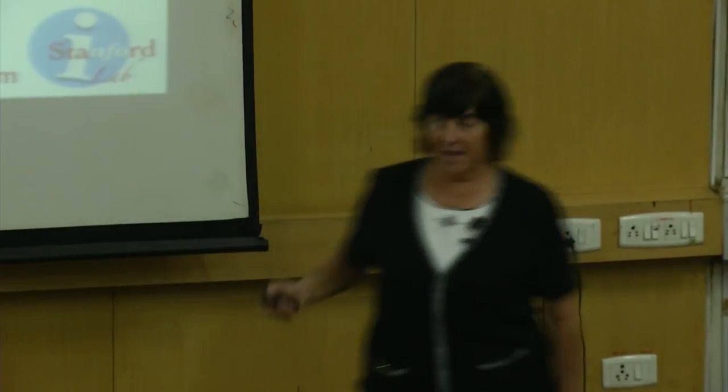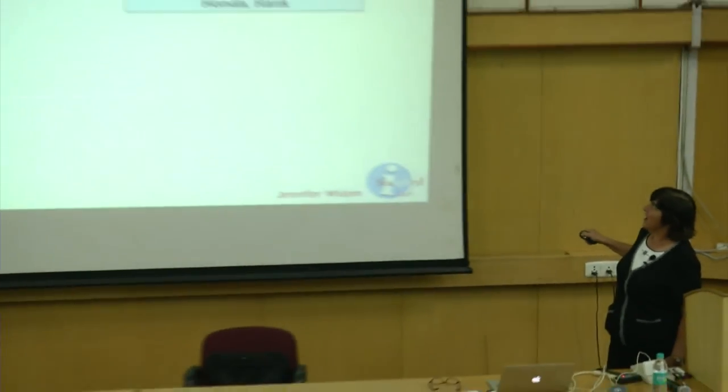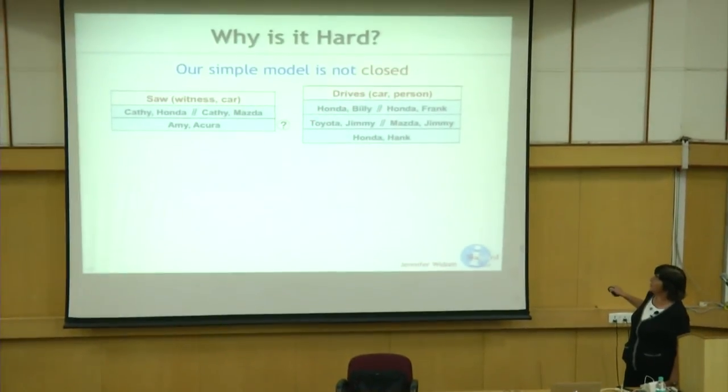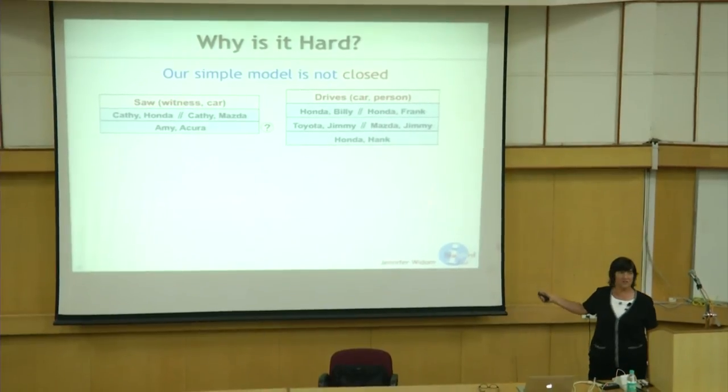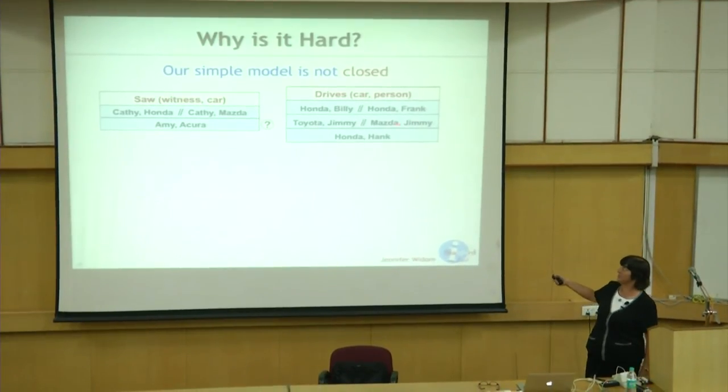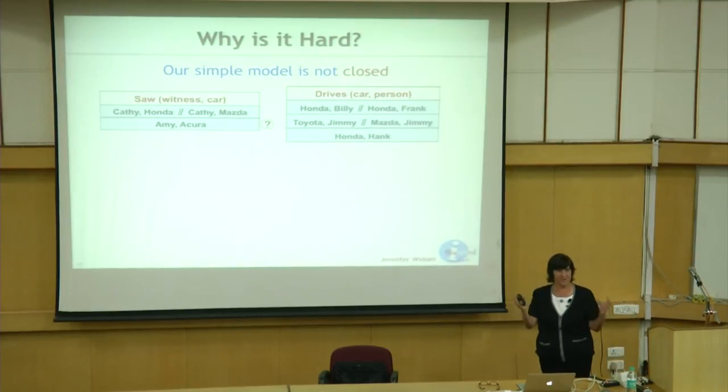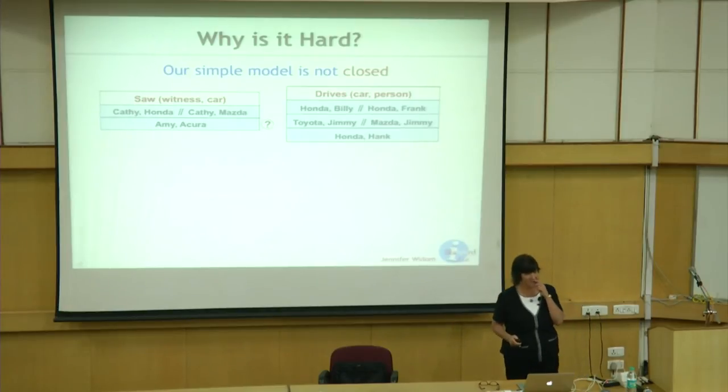So that's bad news. So same data, except I've added now a couple more tuples here. I've added Jimmy who drives a Toyota or a Mazda and Hank who drives a Honda. No question marks there, so there's always going to be three tuples, but it's just which values are picked. So this has four possible instances, this has four possible instances, 16 possibilities together, and that's the database.